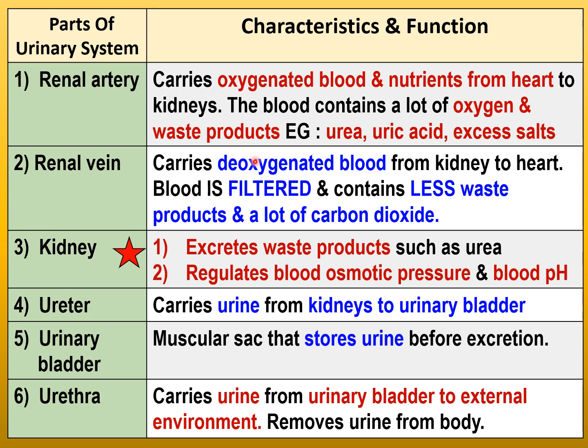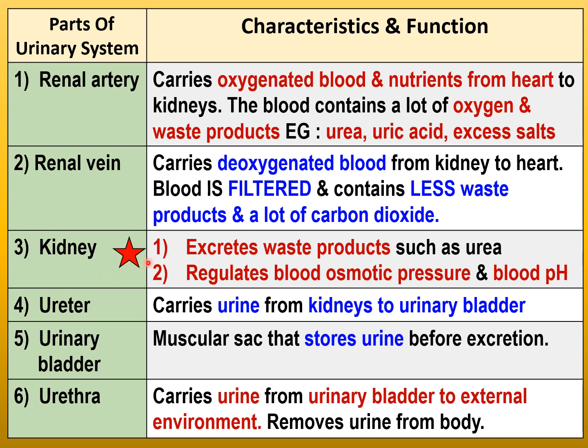Blood contains a lot of oxygen, waste products like urea, uric acid, and excess salt. So you may be asked to give some examples of waste products carried by the renal artery. Renal vein, on the other hand, carries deoxygenated blood from the kidney back to the heart. Blood is filtered and contains less waste products, but a lot of carbon dioxide.